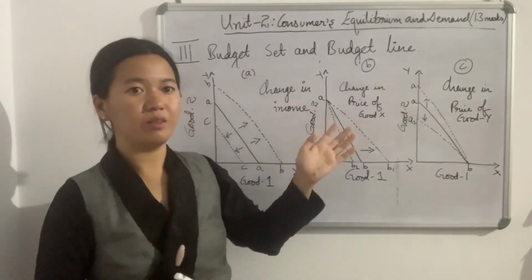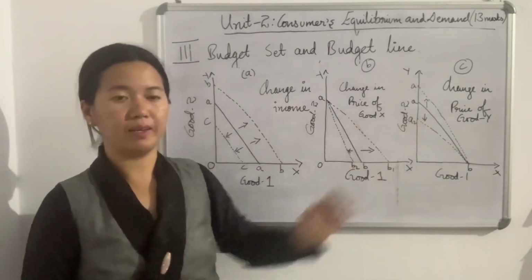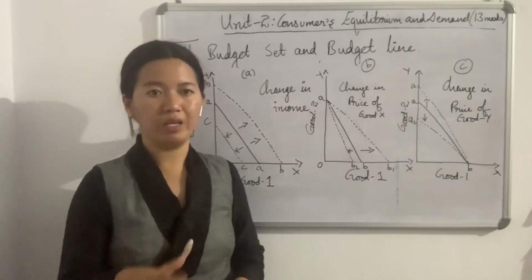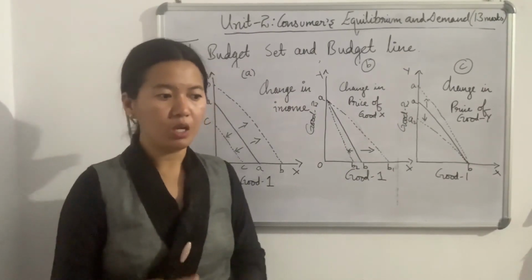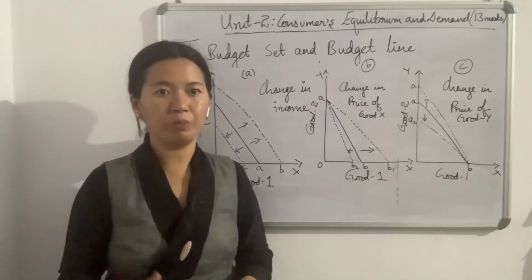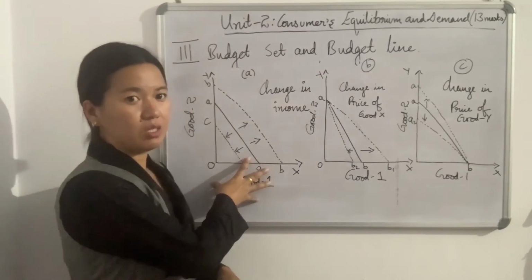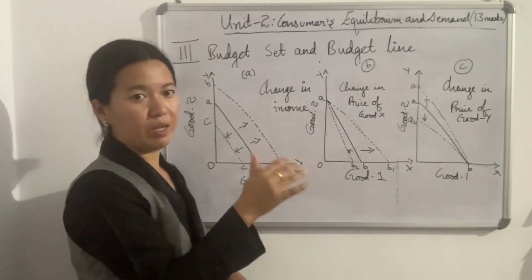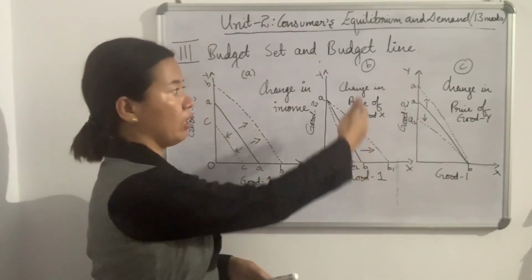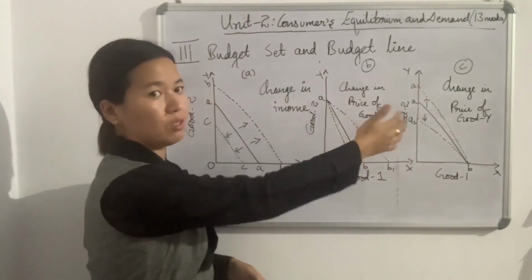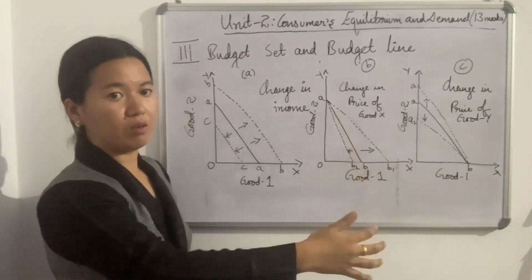So these are the shift and rotation in budget line. It mainly depends upon your income and prices of 2 goods. Now, the point which we have to keep in mind is when we are talking about change in income, the prices of 2 goods remain constant. And when we are talking about the change in prices of 2 goods, your income will remain constant.